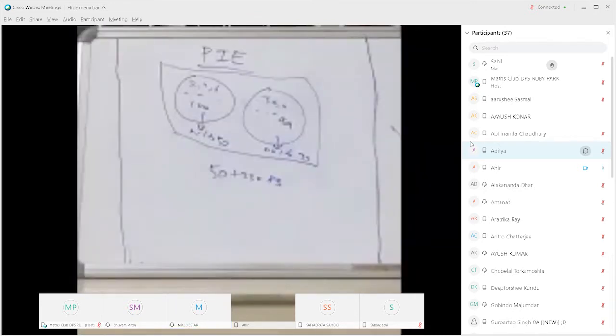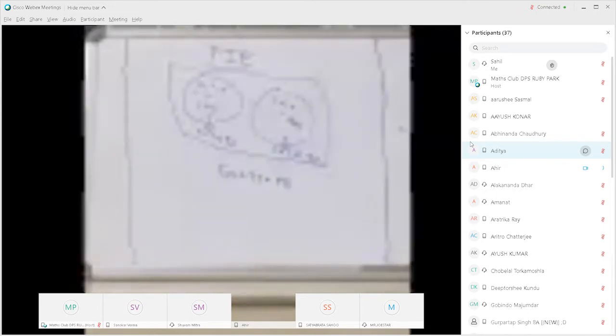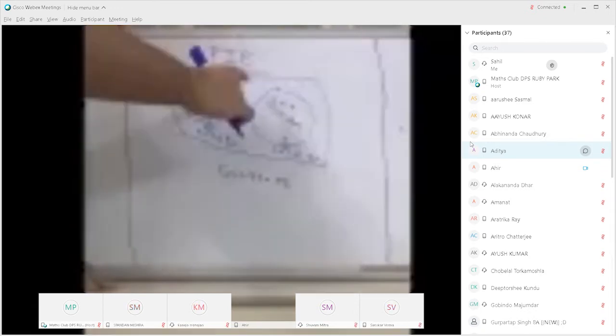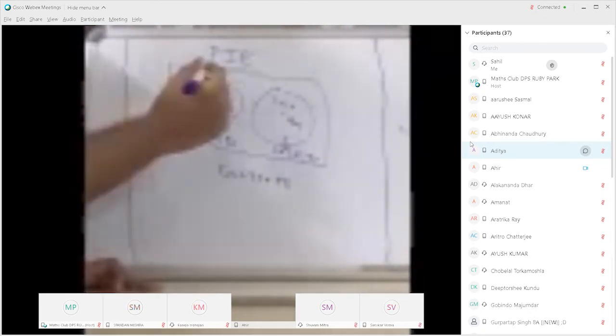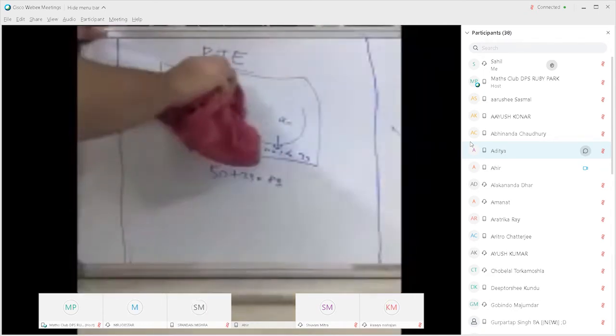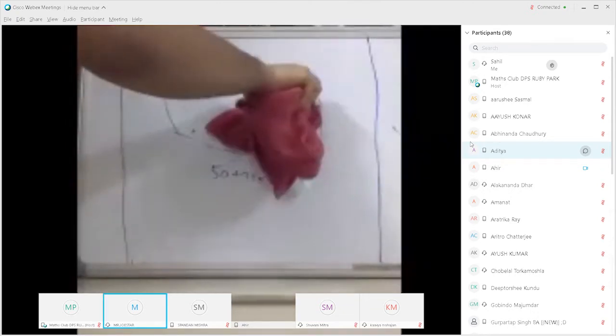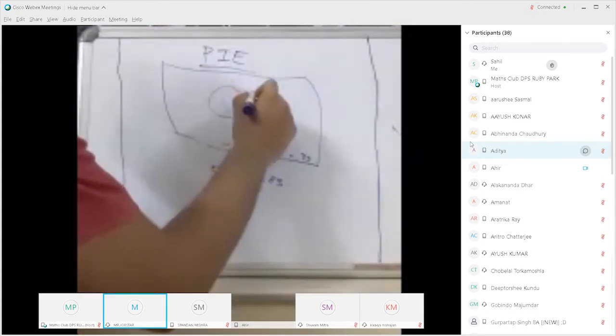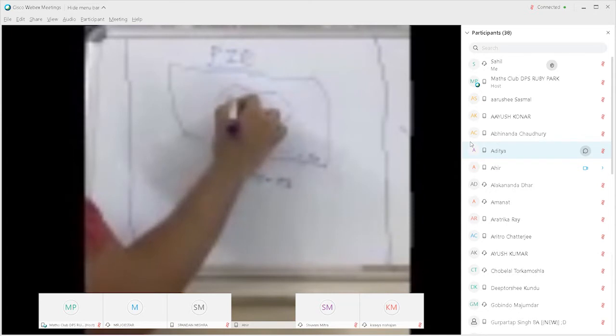The intersection has not been drawn. Exactly, there should be an intersection. So these two sets over here, we have represented them as disjoint sets. But see, we have 6 over here and we have 6 over here as well. So obviously these two have an intersection set. So if we draw this like this, it would be a more accurate representation.